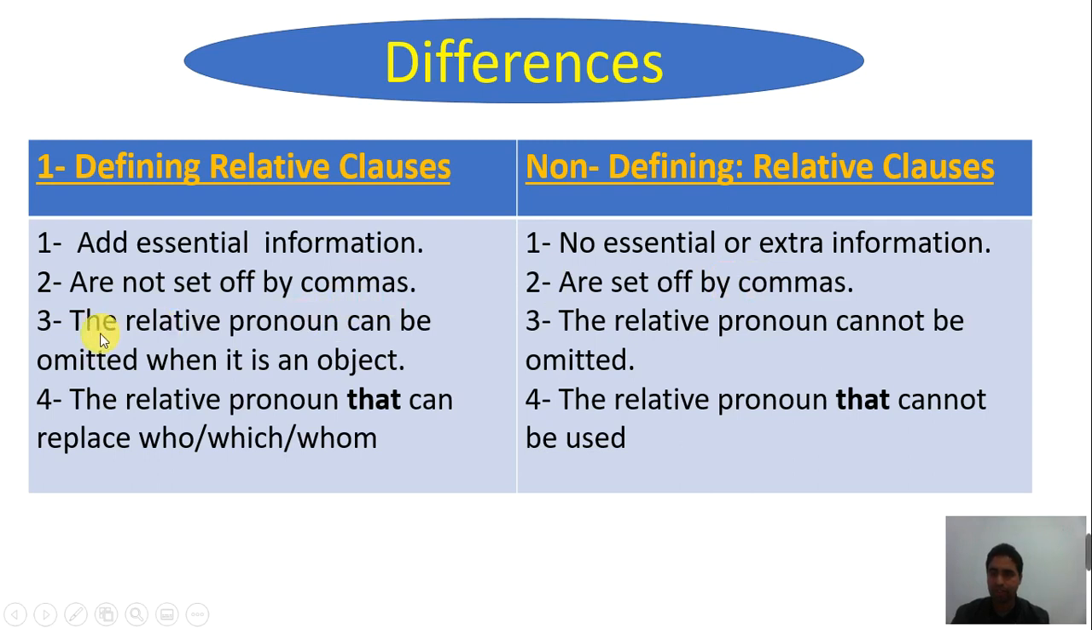The third difference is that the relative pronoun can be omitted when it is an object. We can omit or cross out the relative pronoun when it is an object, but it's not the case for non-defining relative clauses. The relative pronoun could never be omitted. And the fourth and last difference is that the relative pronoun that can replace who, which, and whom, whereas in the non-defining relative clause it cannot be used.